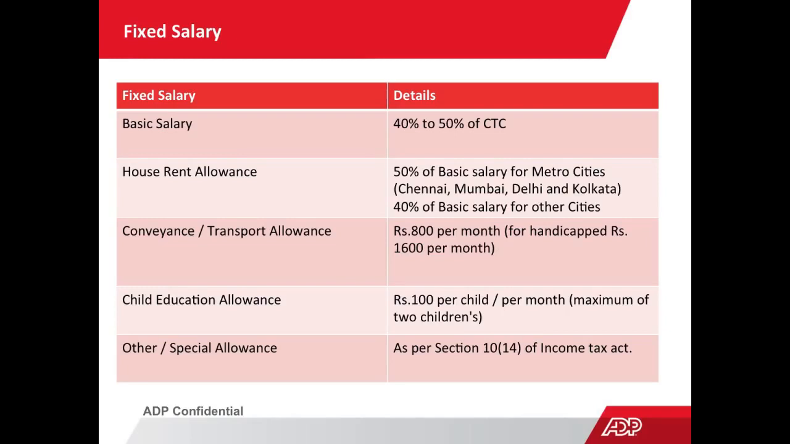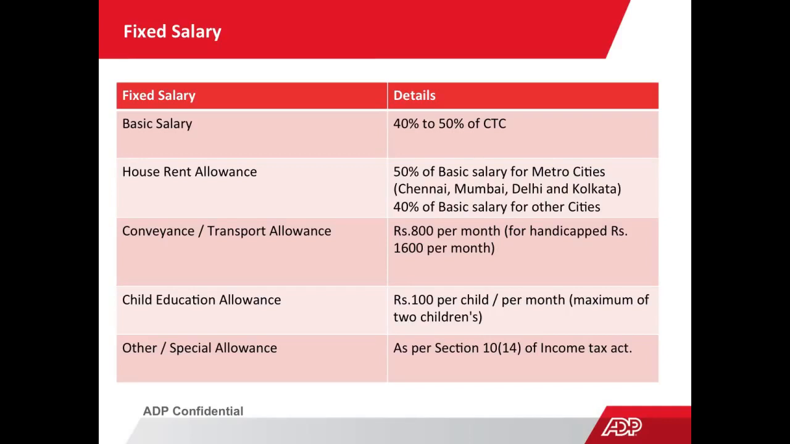Then we have house rent allowance. Companies operate in 2 different models. If the companies are located in metro cities, then they will pay 50% of the basic salary, basically to take advantage of the income tax exemption available for HRA exemption. The maximum exemption allowed is 50% of the basic salary, which you can claim as exemption. The metro cities are 4 cities: Chennai, Mumbai, Delhi, and Kolkata. For any other cities not covered under the metro cities, companies generally take 40% of the basic. That's the maximum allowed under the Income Tax Act.